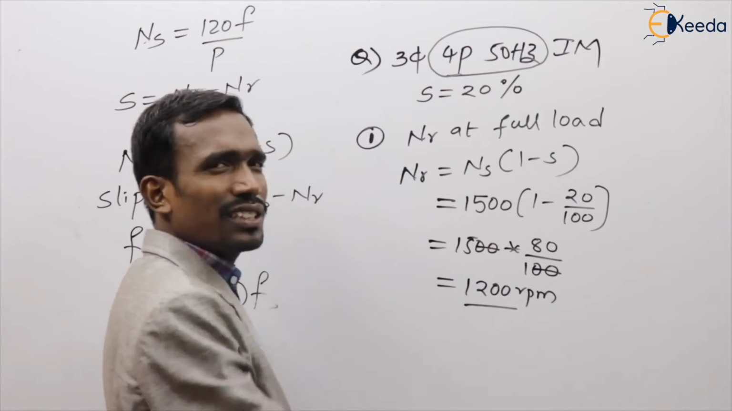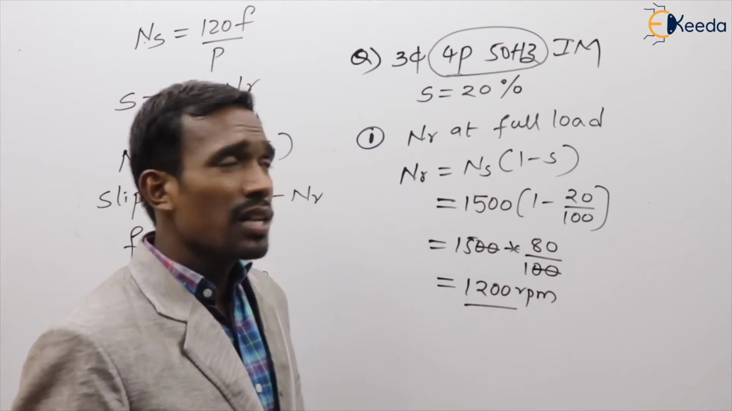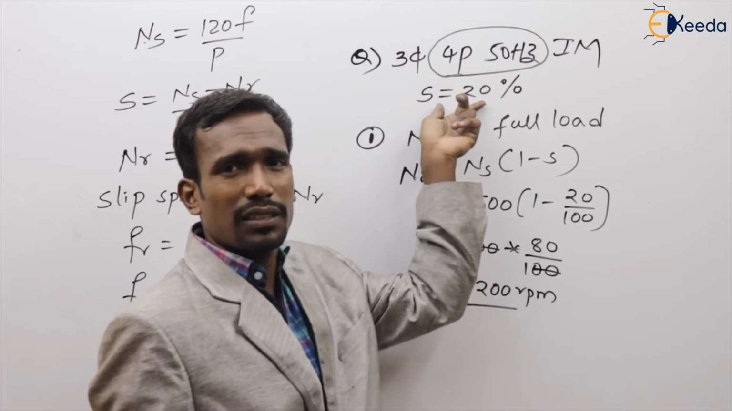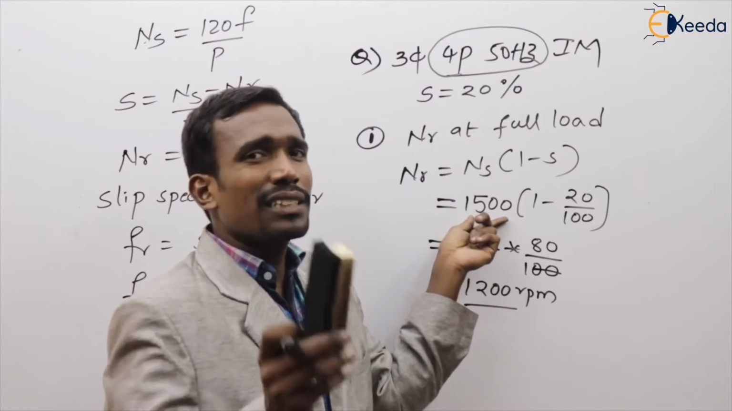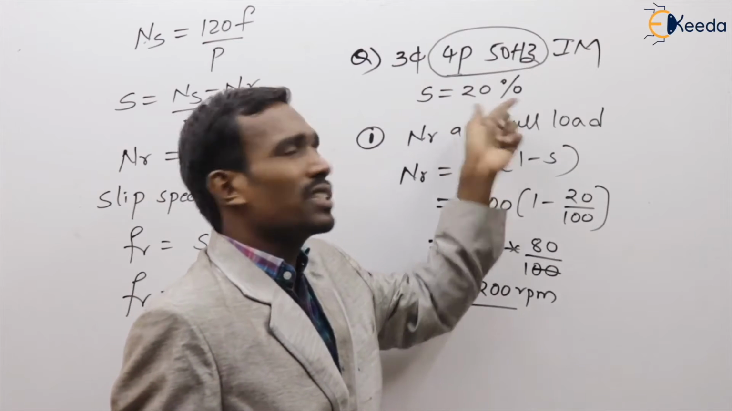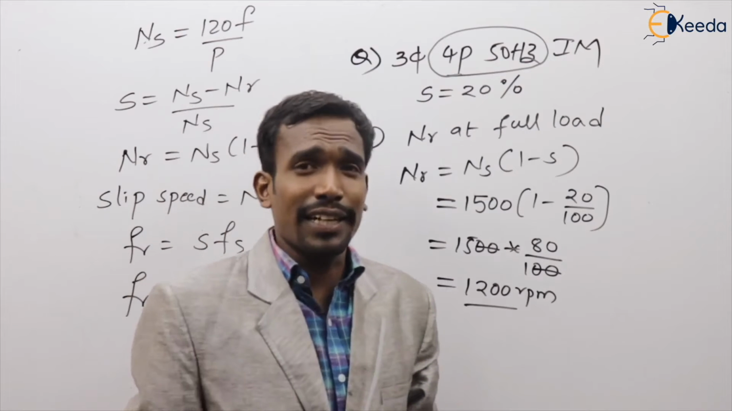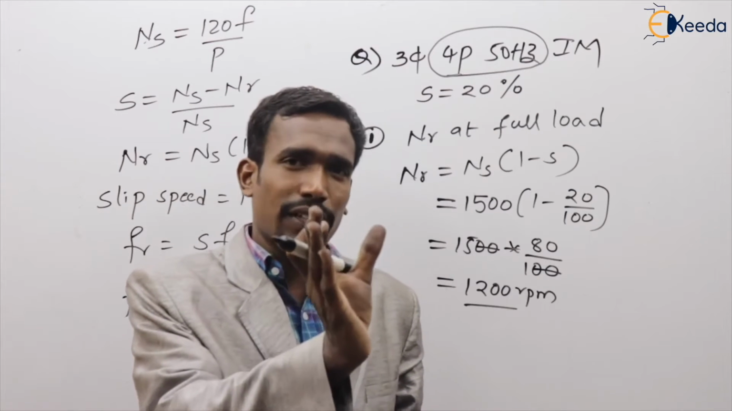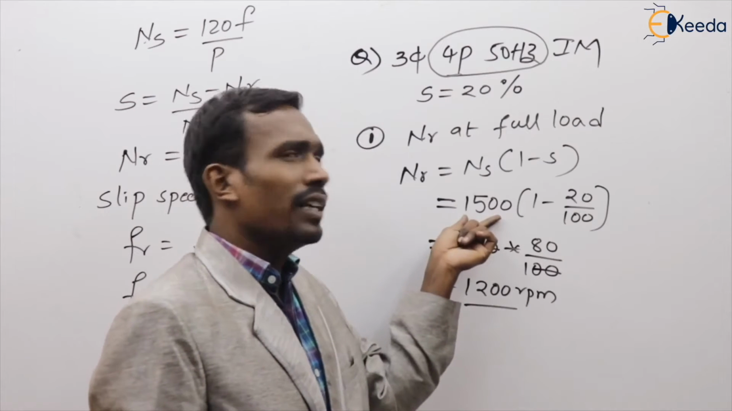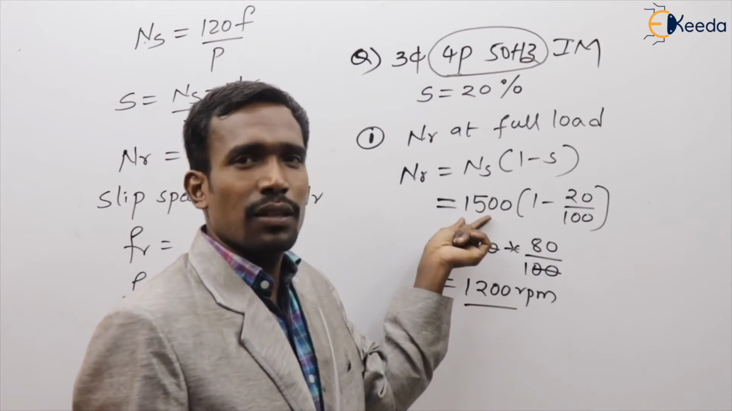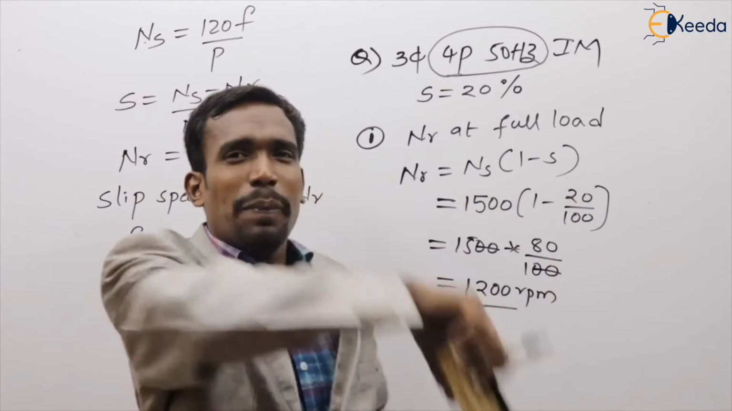Actually, this is the procedure. But don't go for all these; directly we can get the answer. Tell me, what slip is given? 20%. What is the synchronous speed? 1500. What is 20% of 1500? 10% is 150, so 20% is 300. So 300 is the slip speed.